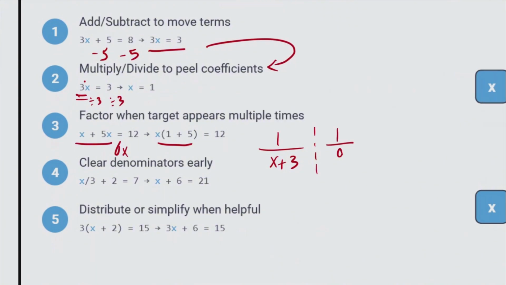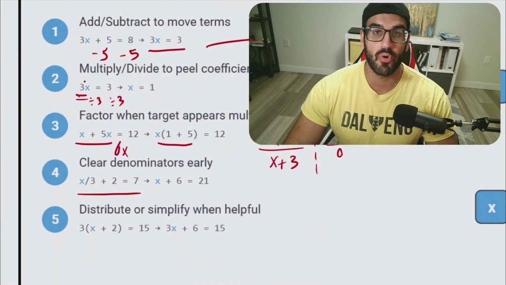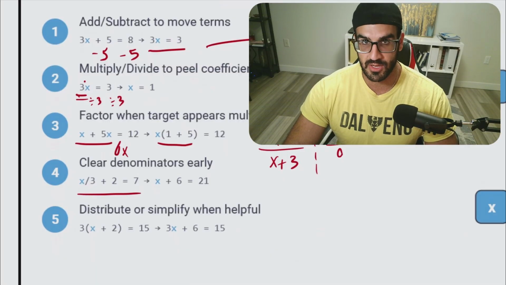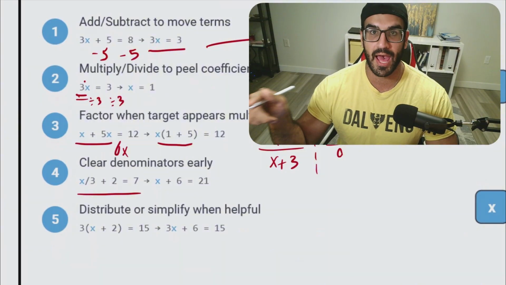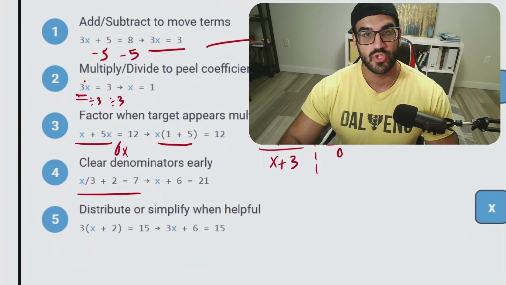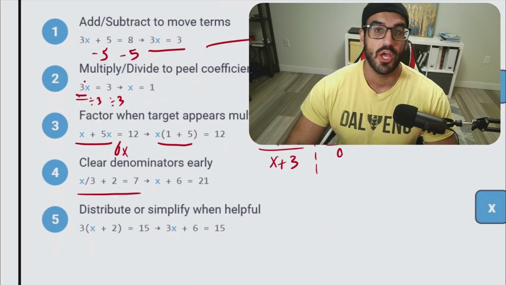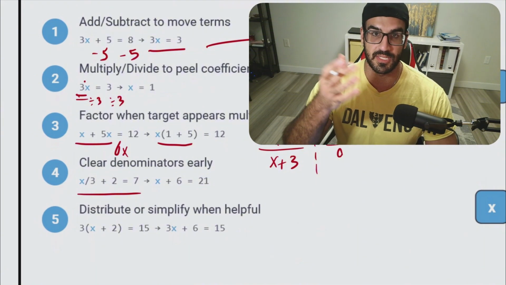So at this point, I do have x over 3 plus 2 equals 7. So how can I get rid of the fraction? By multiplying both sides by the common denominator, and in most cases, the least common denominator. So what was the least common denominator? That was a number that is going to be divisible by all of the denominators that you have in your equation itself. So at this point, the only denominator that I have is 3, right? So by multiplying both sides by 3, I can get rid of it, or make x over 3 into x.